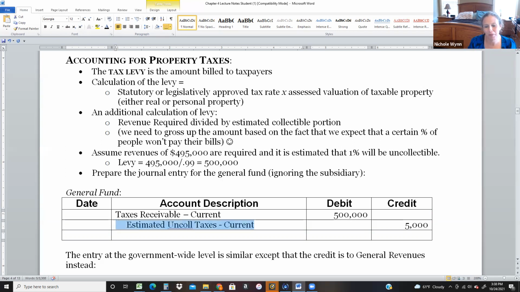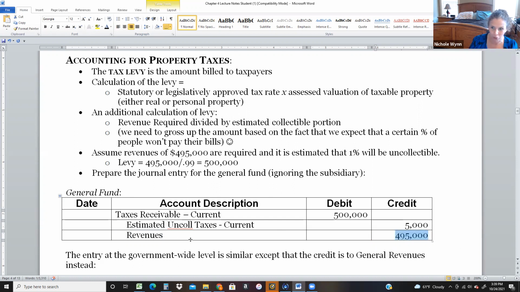This is like allowance for bad debt. So it's a contra asset, and it's the amount we expect to not be able to receive. So we only actually expect revenues of 495,000. This is how you record the revenue side at the government level. This is the amount we charge the customers. We charge them 500,000, but we only actually expect to get 495,000. So we're only recording revenue at 495,000, the actual amount that we think will be available for this current year.